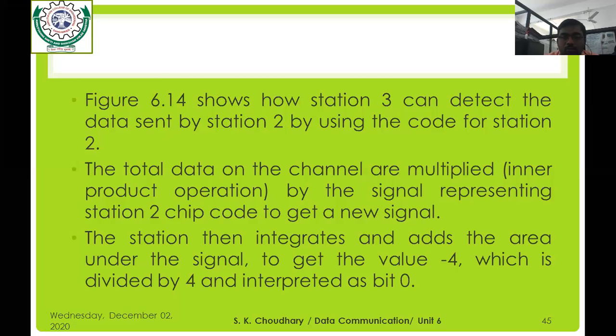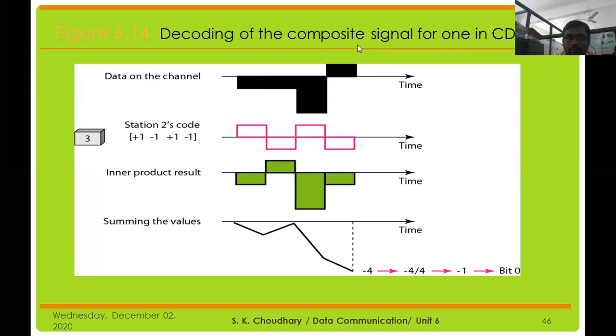So you can see here how that decoding has been performed. Because we have transmitted the bit 0, we also have to decode this. So the data on the channel is shown by the topmost diagram, and then station 2's code, that is +1 -1 +1 -1, is also represented here. Okay. And then the inner product has been done by these two, the data and station 2's code, and that came out like this.